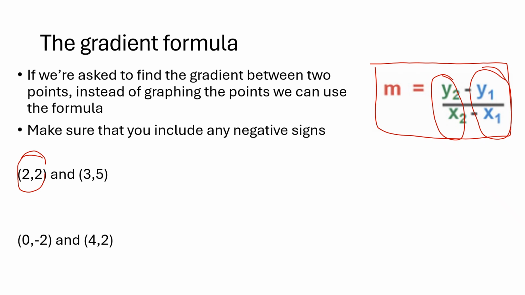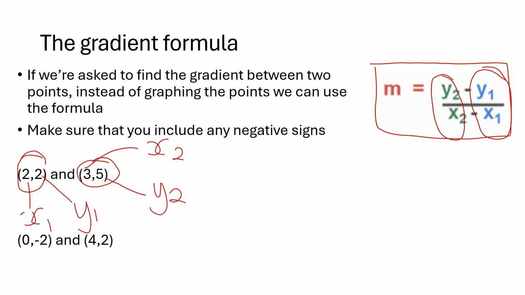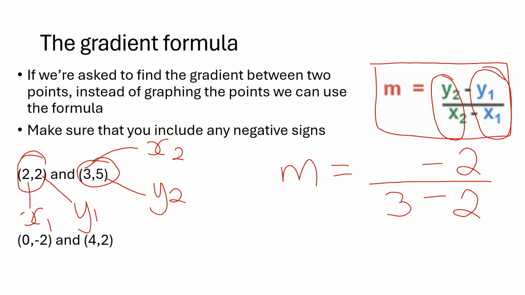This point here is going to be our first one, which means that this is x1. This will be y1. This is our second point. So this is going to be x2, y2. So all we're going to do is substitute those into our formula. x1 goes down the bottom. y1 goes on the top. x2 on the bottom, y2 on the top.